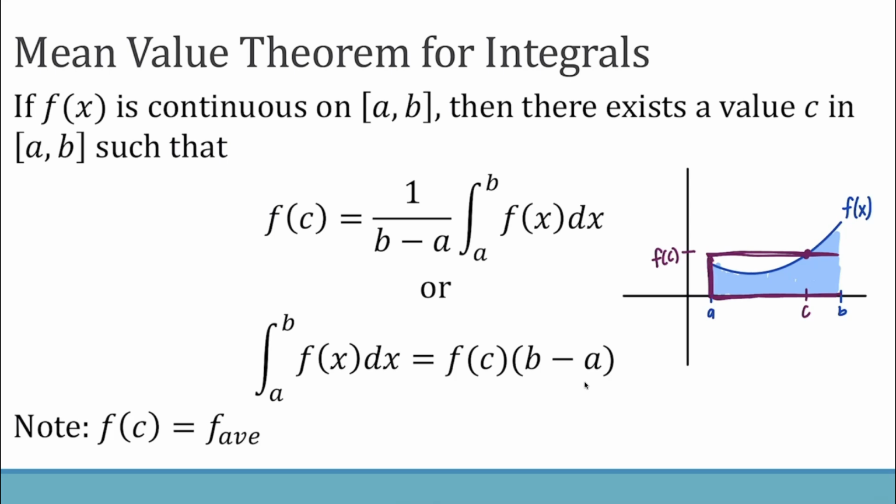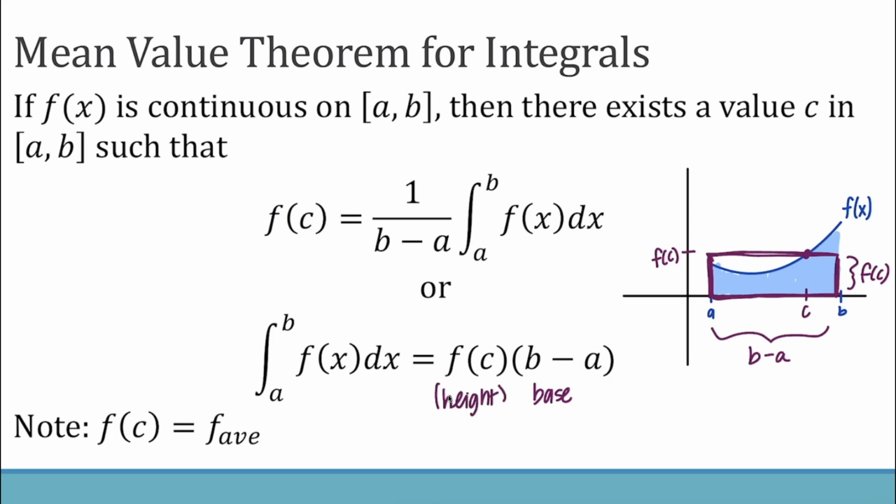So what this creates is a rectangle. The area of this rectangle is base times height. The base is b minus a, and the height is f of c. And that's exactly what this is here. So this is base times height.